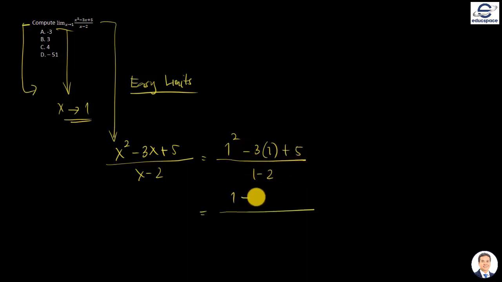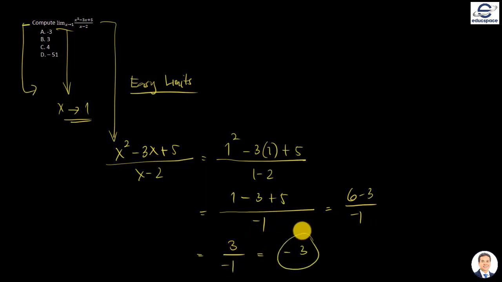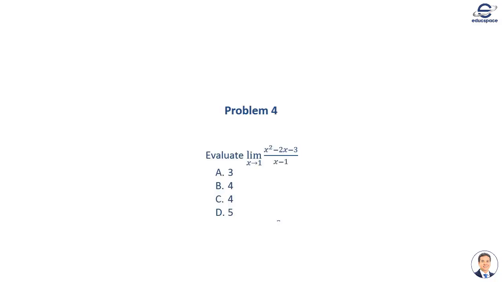We have 1 - 3 + 5. Again, 1 - 2 is negative 1. Therefore, we have 1 minus negative 3. We have here 6 - 3 over negative 1. Therefore, we have 3 over negative 1. Finally, we have negative 3. So the answer here is letter A.